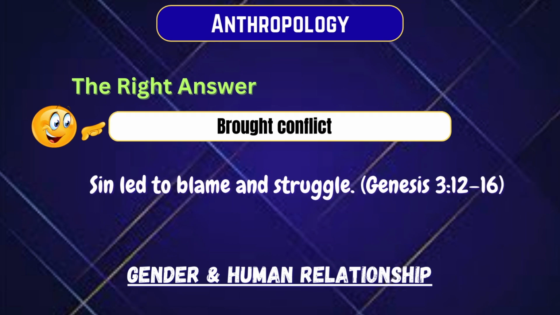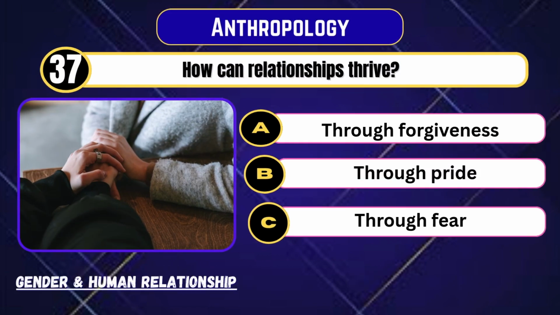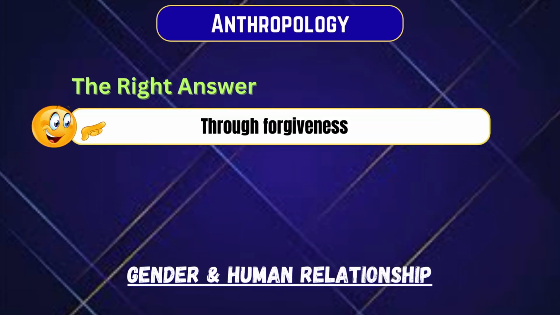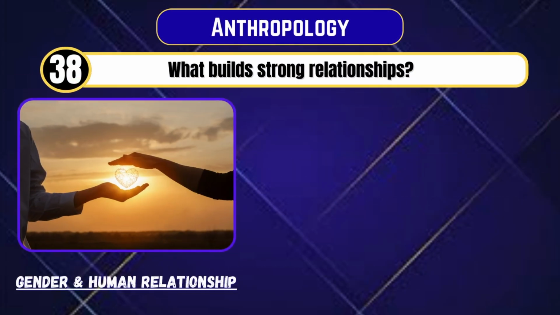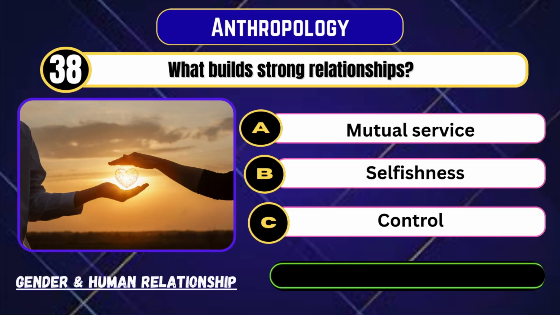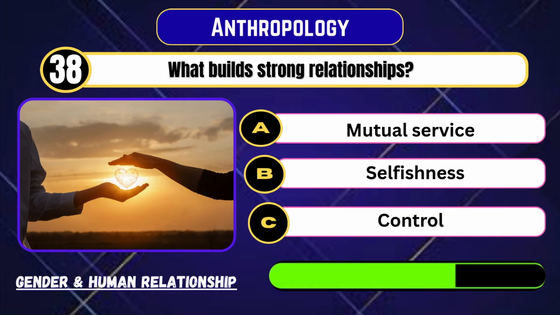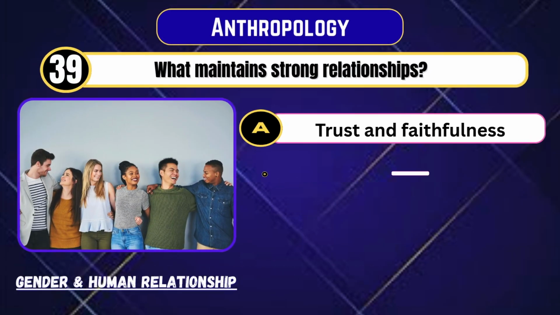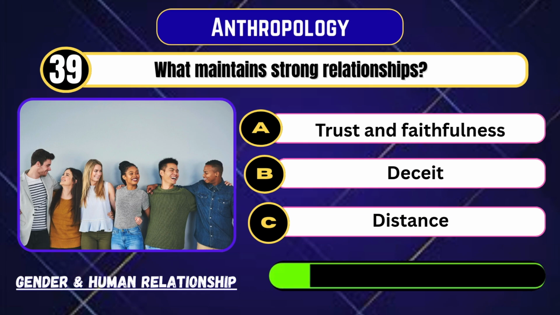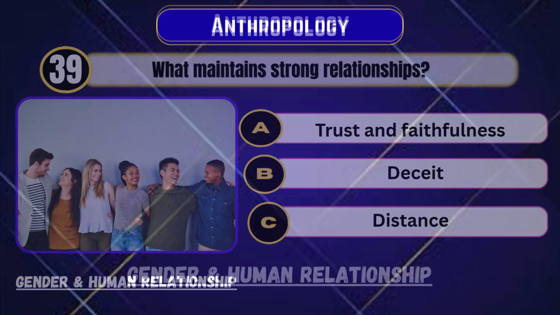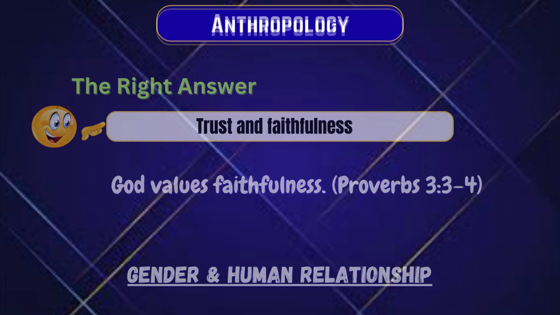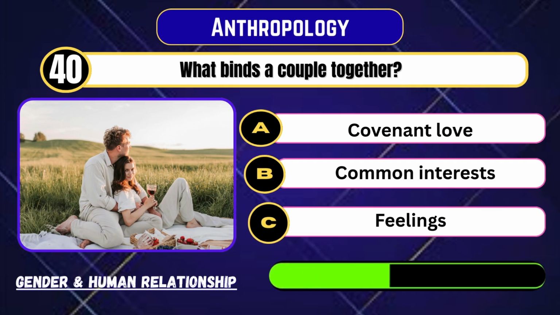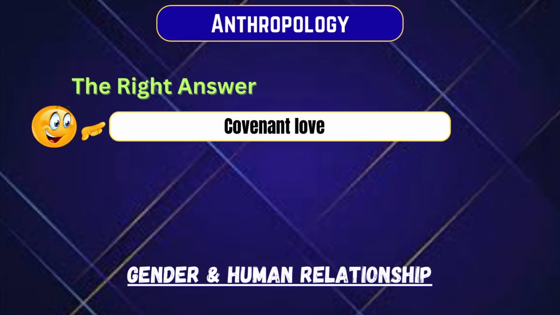How did sin affect marriage? Brought conflict. How can relationships thrive? Through forgiveness. What builds strong relationships? Mutual service. What maintains strong relationships? Trust and faithfulness. What binds a couple together? Covenant love.